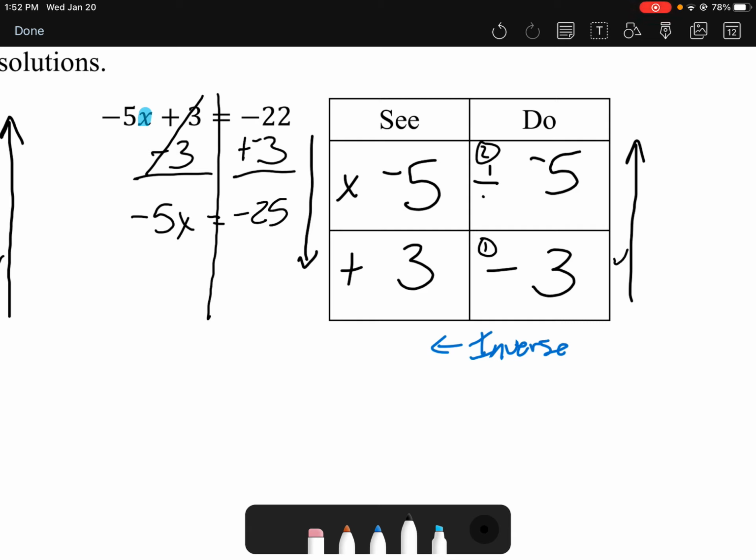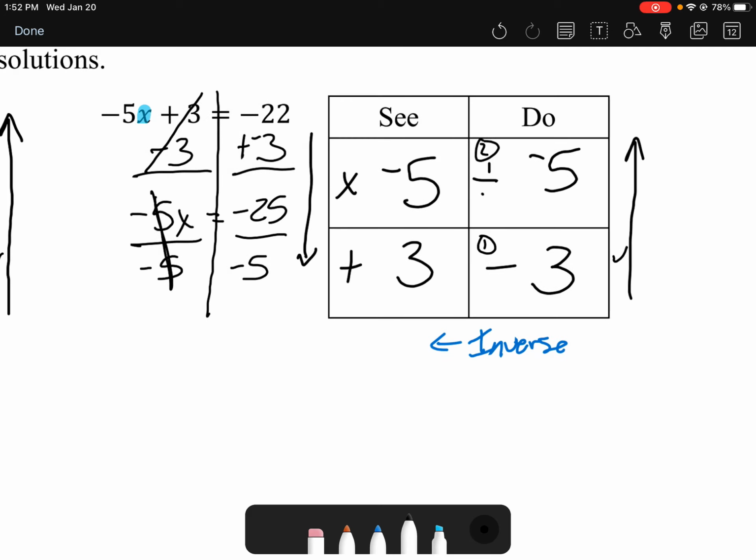Okay, so I did step 1. Now I have step 2, which says I need to divide both sides by negative 5. So I'll divide both sides by negative 5. On the left side, when I divide by negative 5, that's just canceling out the negative 5 up top, leaving me with x equals negative 25 divided by negative 5, which is positive 5. So my answer is x equals positive 5.